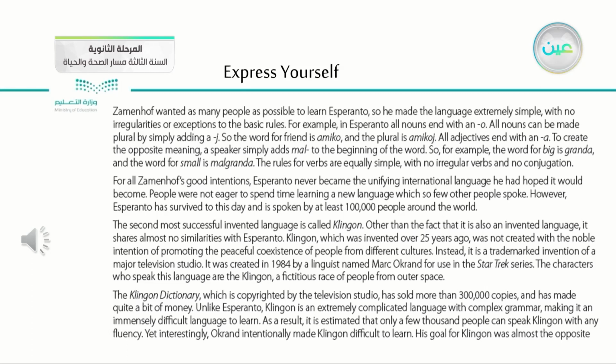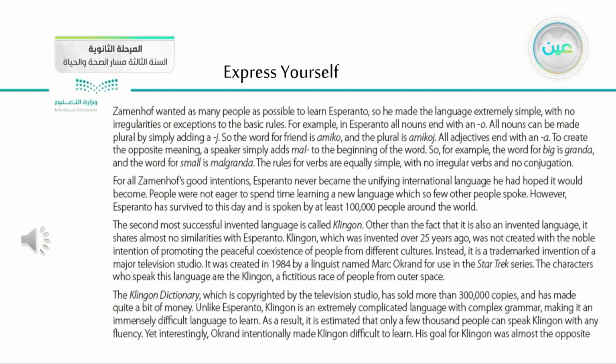The second most successful invented language is called Klingon. Other than the fact that it is also an invented language, it shares almost no similarities with Esperanto. Klingon, which was invented over 25 years ago, was not created with the noble intention of promoting the peaceful coexistence of people from different cultures. Instead, it is a trademarked invention of a major television studio. It was created in 1984 by a linguist named Mark Okrand for use in the Star Trek series.